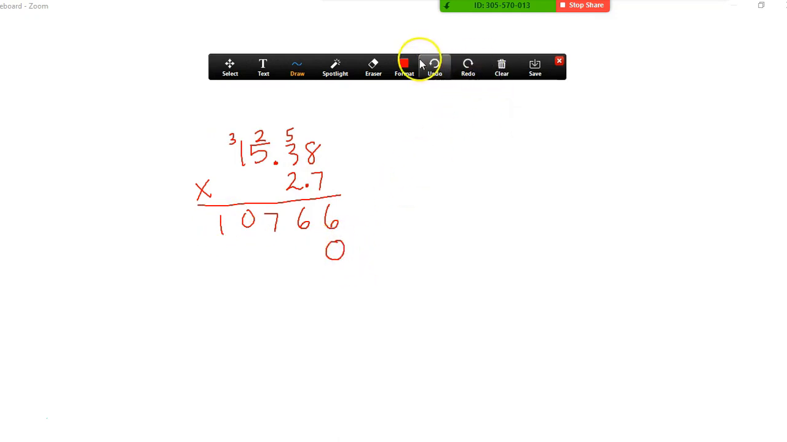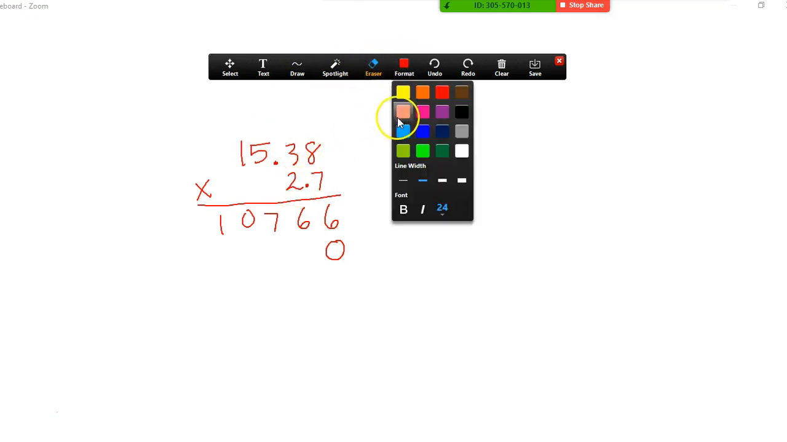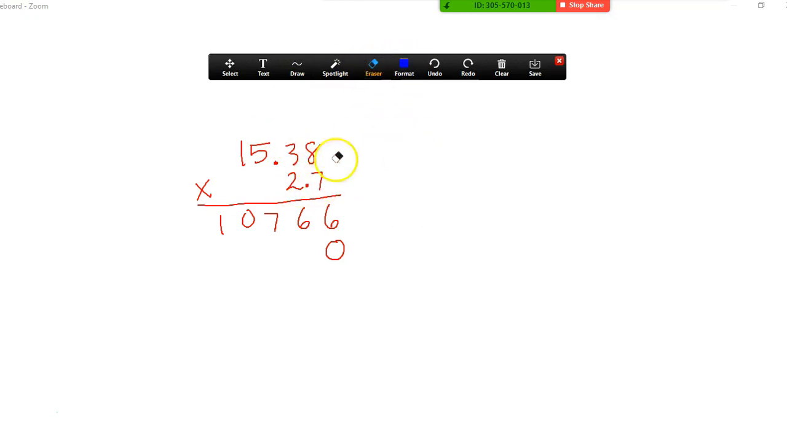Okay, now I'm also going to just for a moment move over and erase these numbers here so it's not confusing, because I'm getting ready now to do the 2. Okay, so I'm going to change to another color. 4. All right, so now I'm doing 2 times 8, which is 16.